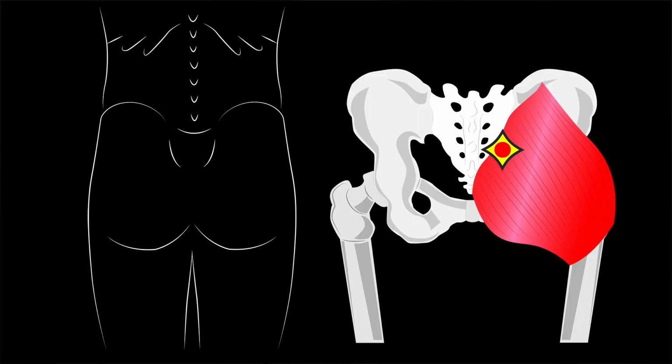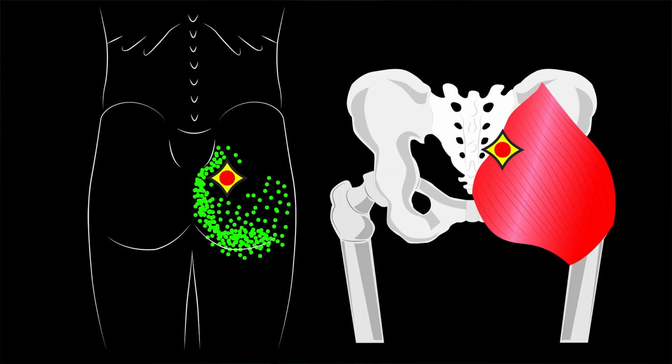The first trigger point is located near the sacrum and reflects pain in the sacroiliac joint area, along the gluteal fold and into the upper part of the back of the thigh. Sometimes pain may occur in the lower back.